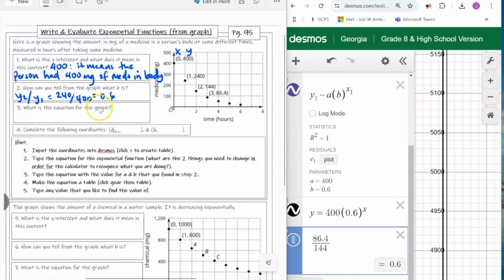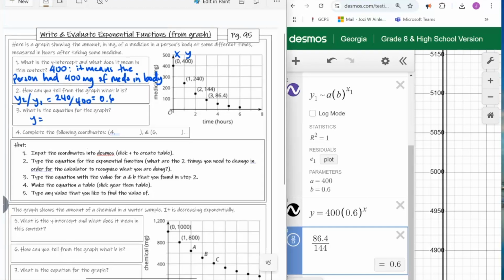All right, what is the equation of the graph? And we can see the equation of the graph is right here. Do I have to write it in any special way? No, I don't. So the equation is going to be y equals 400 times 0.6 raised to the x. Now, these two questions actually led you to do that by hand, but I'm also showing you how to do it by calculator. So by hand, remember 400 is what?